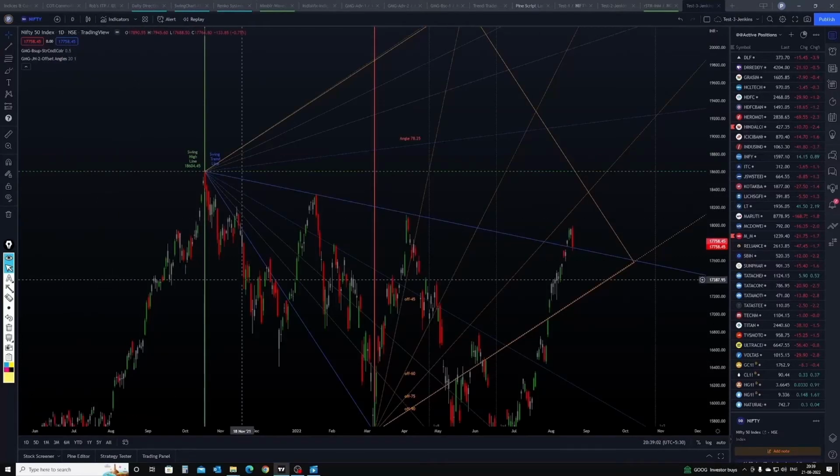Now, the second thing is that you should use a separate chart for separate markets also. So suppose you are analyzing Indian and US stocks both. You should use a separate chart for Indian stocks and a separate chart for US stocks. This is due to the time zone difference between them.